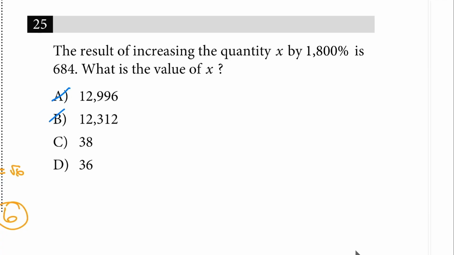Okay, the result of increasing the quantity X. We are going to add 100% to this value, so we're going to have 1900%, or 19. This is going to be 19 times X equals 684. When we divide both sides by 19, our answer is going to be 36.